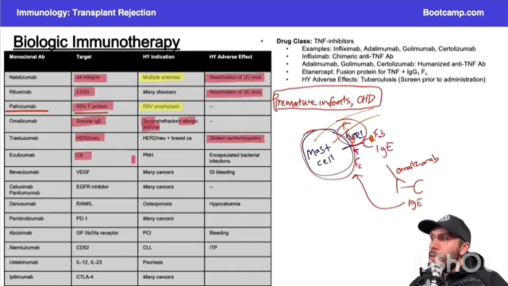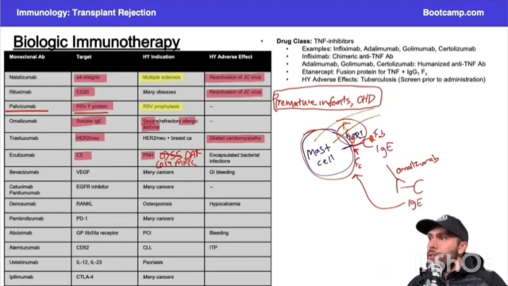Eculizumab is targeting C5. This is one that you really want to remember the indication: paroxysmal nocturnal hemoglobinuria. We talked about this a little bit already in this section. I won't go into too much detail, but remember, there are certain inhibitors, CD55, which is going to be DAF, and then also CD59, which is the membrane inhibitor of reactive lysis. And these are going to be on the surface of our red blood cells, and they're going to prevent our own complement from destroying our red blood cells.